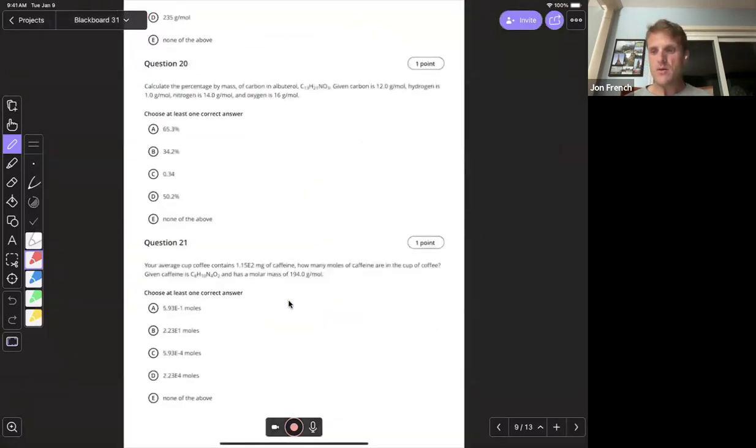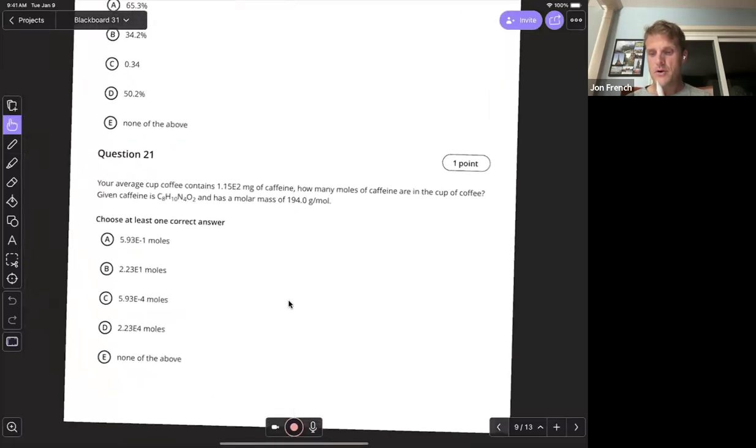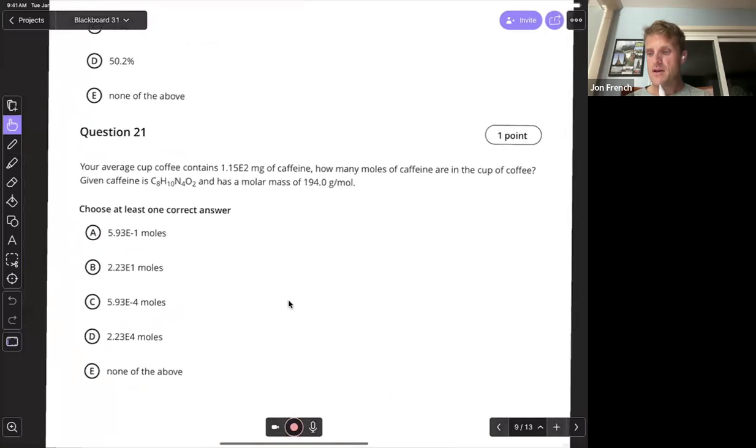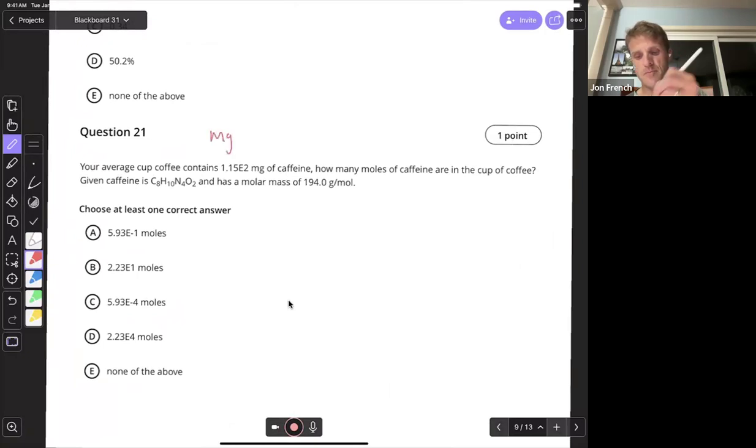All right, question 21, it looks like, is next. Your average cup of coffee contains 115 milligrams of caffeine. How many moles of caffeine are in this cup of coffee? And so, here's one of those calculations where there's not really an equation to memorize. We've got milligrams. I can't do anything with milligrams other than to find grams. And once I find grams, I can find moles.